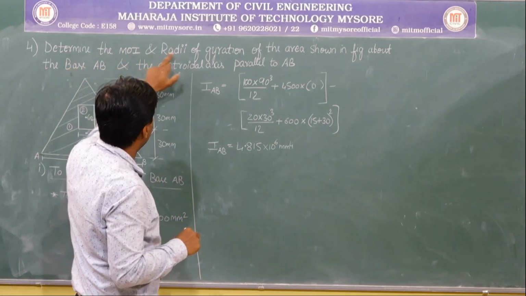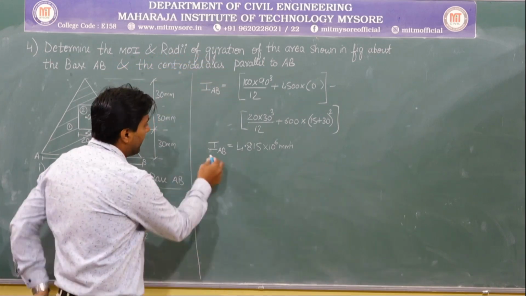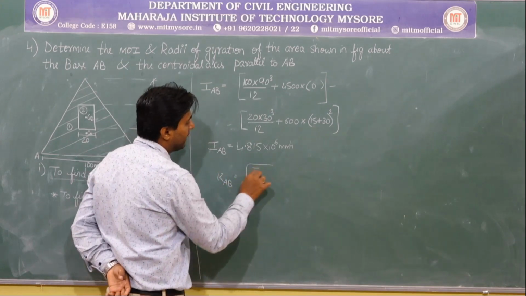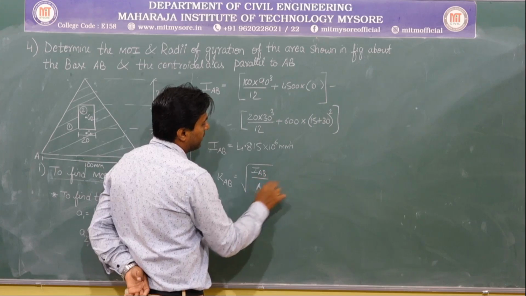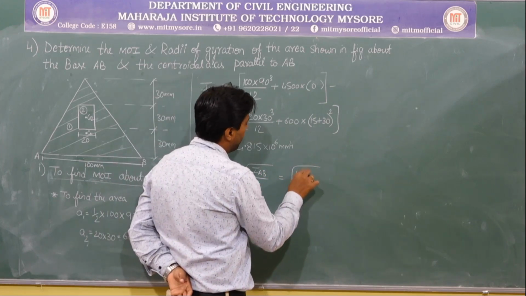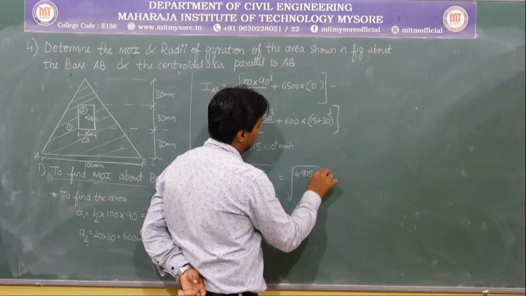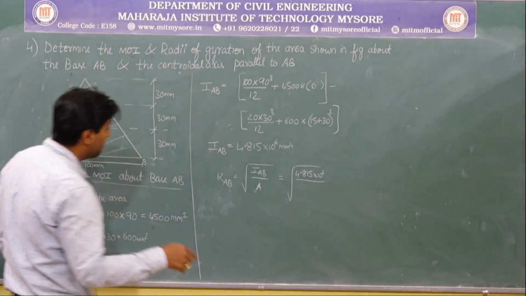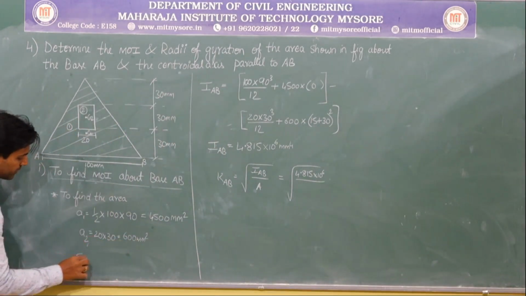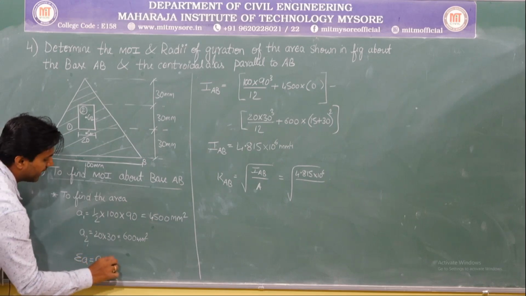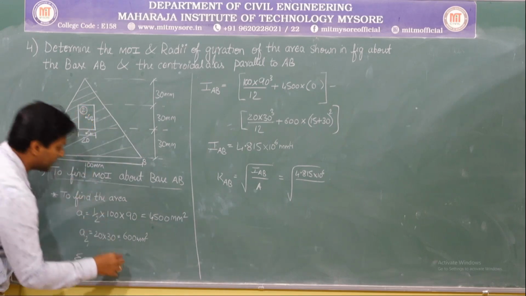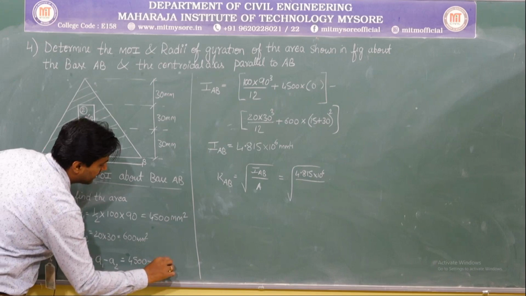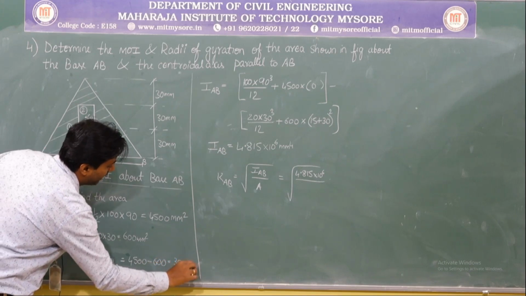Now we should not stop at that stage. Determine the moment of inertia and radii of gyration. So I will be calculating kAB. What is that kAB? It is nothing but IAB by capital A. IAB is 4.815 into 10 power 6 divided by capital A, which we have just calculated. Sigma A, I want it. So it is sigma A, A1 minus A2. Why minus? Because I need to deduct this rectangle. So it is 4,500 minus 600, that is 3,900 mm square.